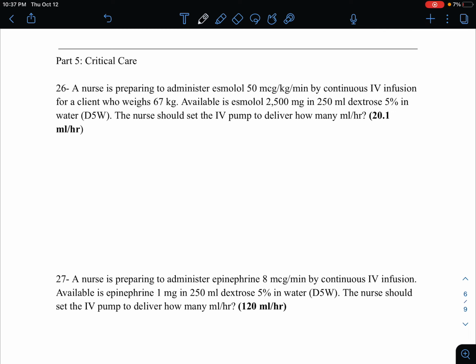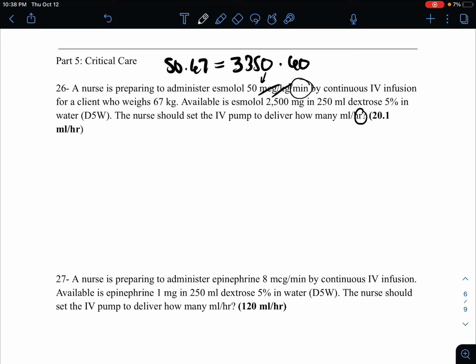So the first thing you're going to have to do is this right here. 50 micrograms a kilogram a minute. So 50 times 67 would give us 3350. And so we got the micrograms a kilogram. We didn't get the minute part because we're doing this in an hour. How many milliliters an hour? So we're going to have to convert minutes to hours. So we do times 60.